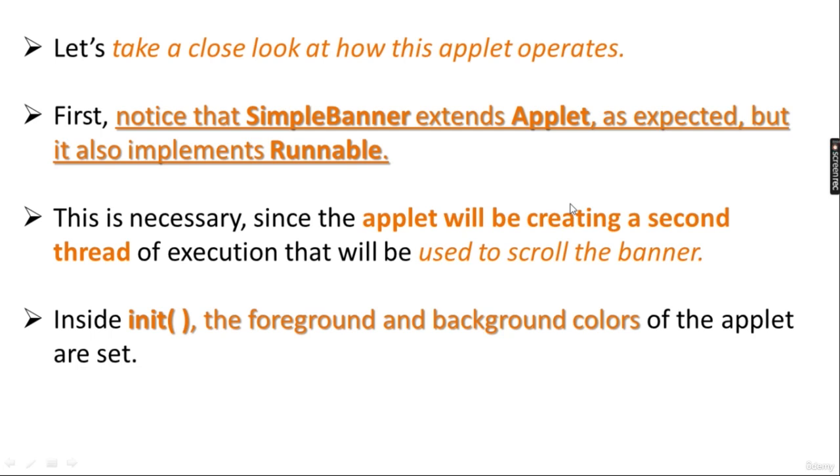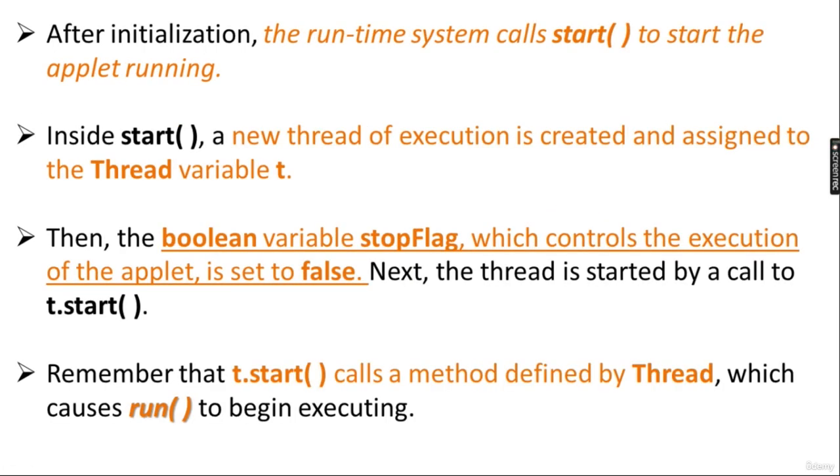Inside init, the foreground and background colors are set. After initialization, the runtime system calls start to start the applet. After start, a new thread of execution is created, like t = new Thread, and assigned to the thread variable t. Then the boolean variable stopFlag is initialized to false, and next the thread is started by using t.start. t.start calls a method defined by Thread, which causes run to begin execution.